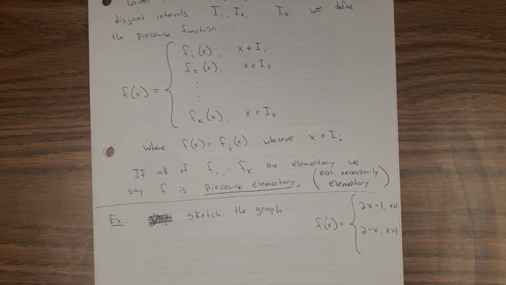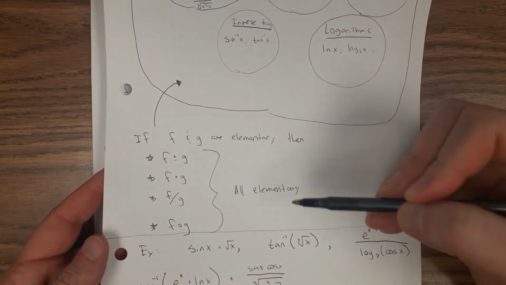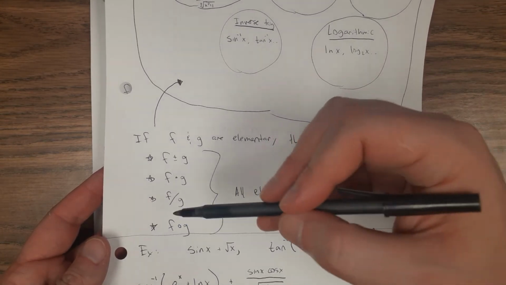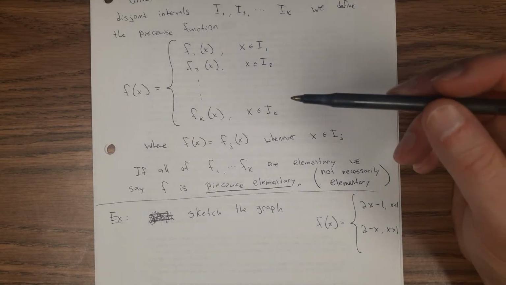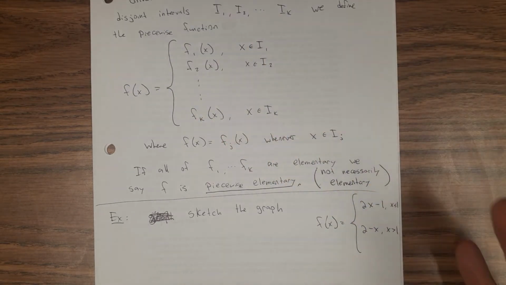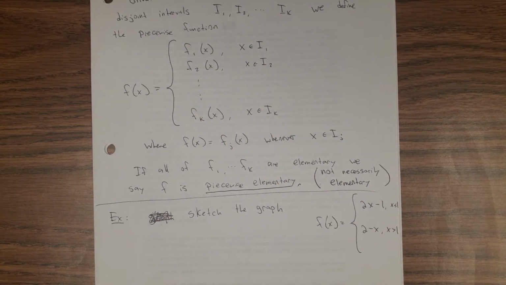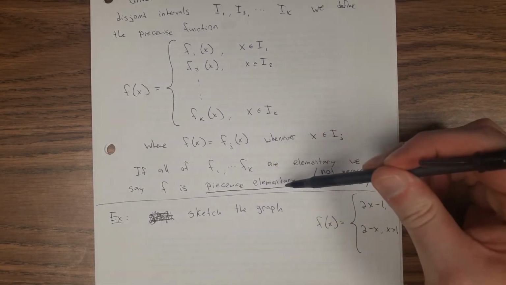In other words, roughly speaking, this is a way in which you can combine elementary functions, but it won't necessarily give you an elementary function. We went over all these ways that you can combine elementary functions and it will give you an elementary function, like you can add, multiply, divide, or plug them into each other. But this is a way where, even if each one of these is elementary, when you make the piecewise function out of them, the result is not necessarily elementary. It is, however, what we call piecewise elementary.